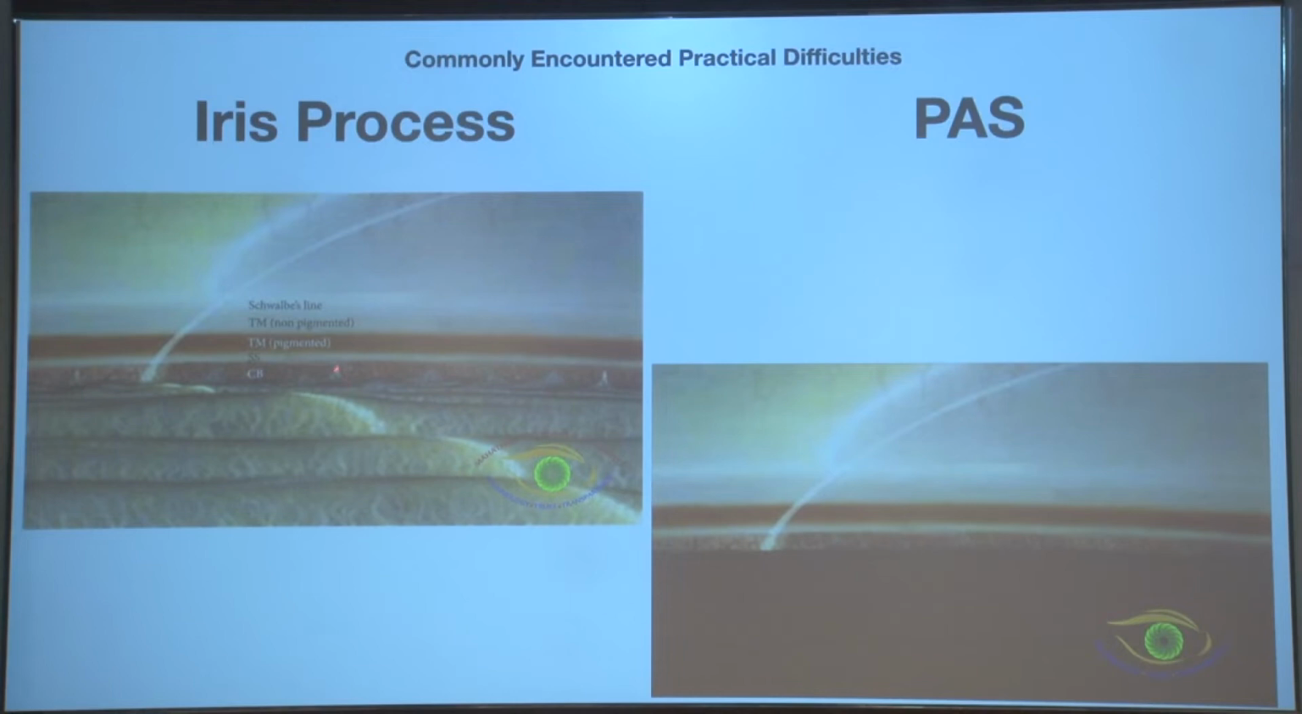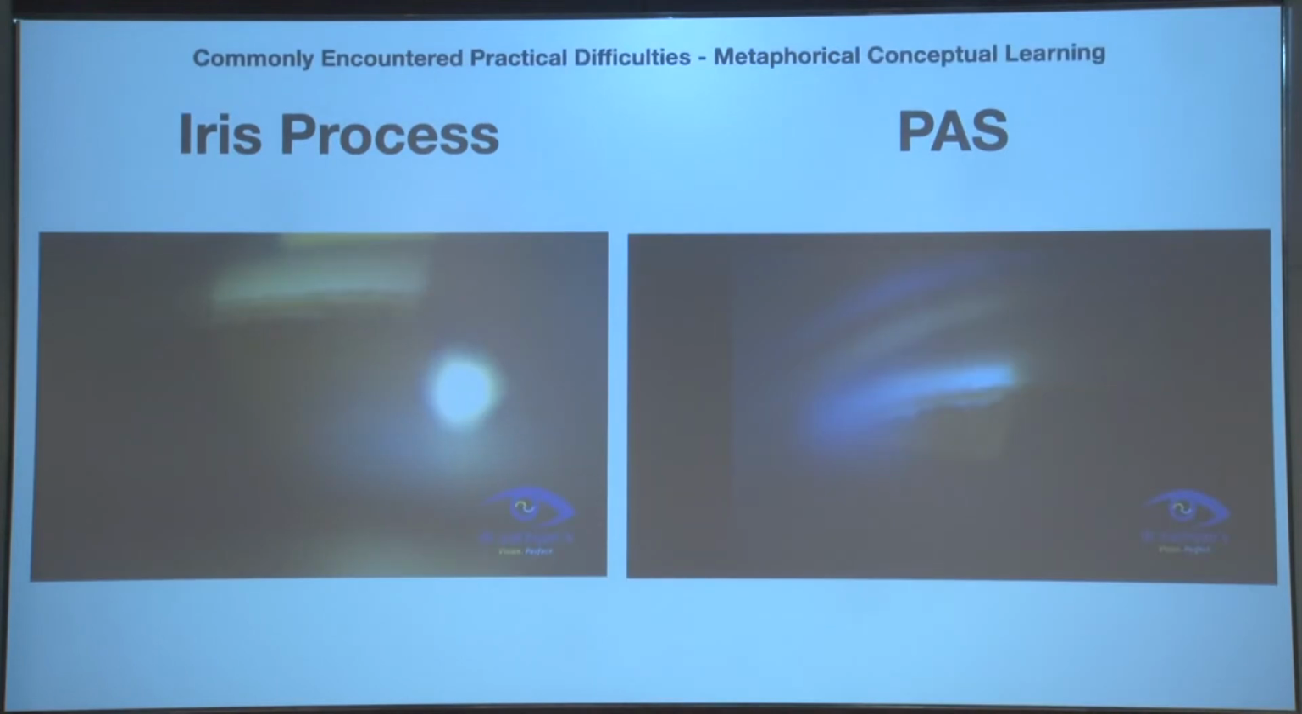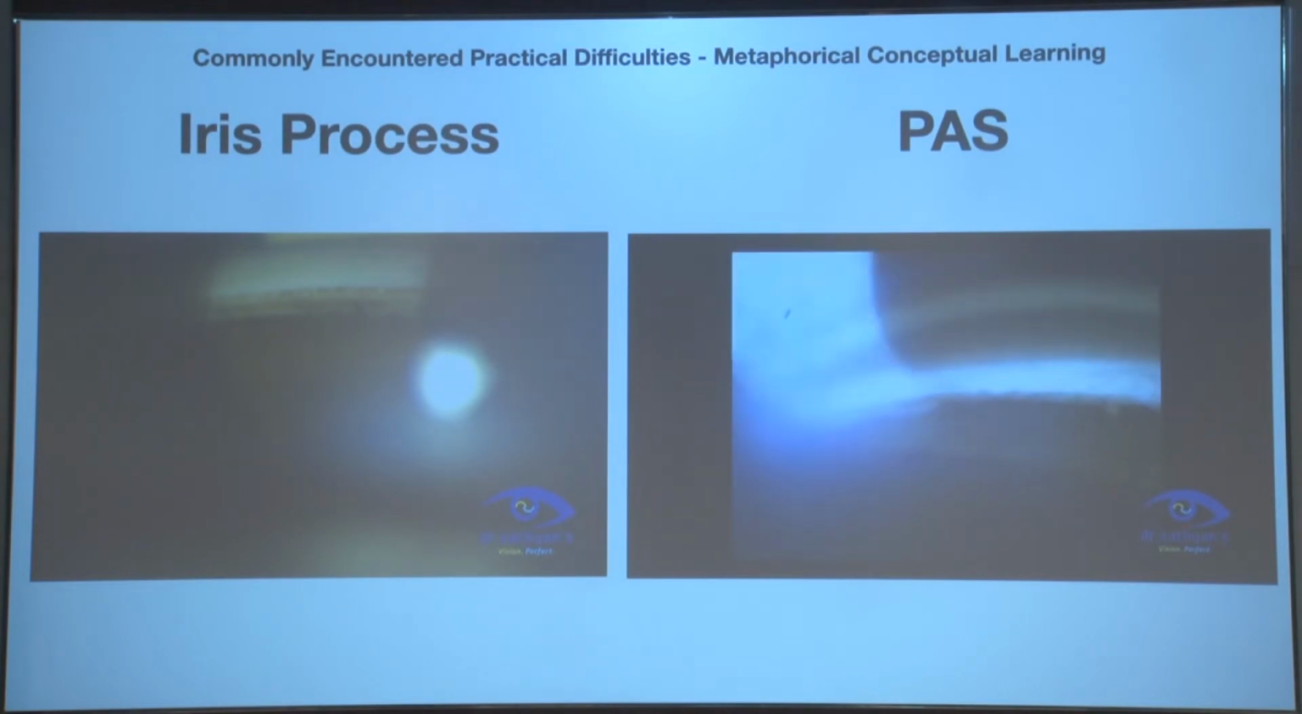So we show animations of the iris process, then we show animations of the peripheral anterior synechiae here, and then we take them into real-time scenarios where we play the iris process. This is how the iris process looks. And then we show them, this is how the peripheral anterior synechiae looks. So this is more like metaphorical conceptual learning, like a cognitive match the following, at the beginning of their curriculum.